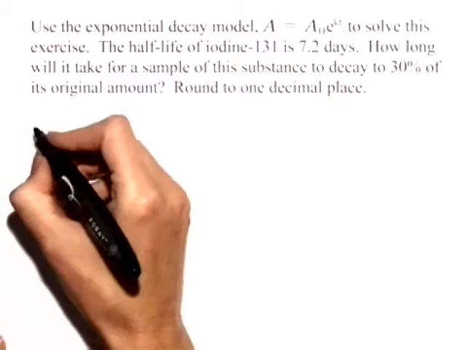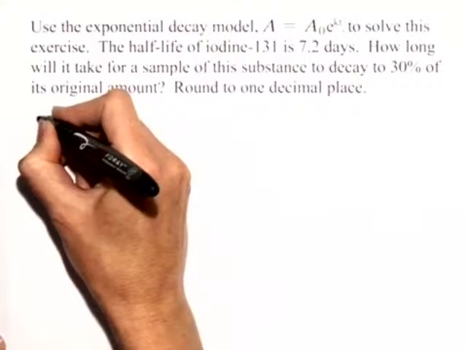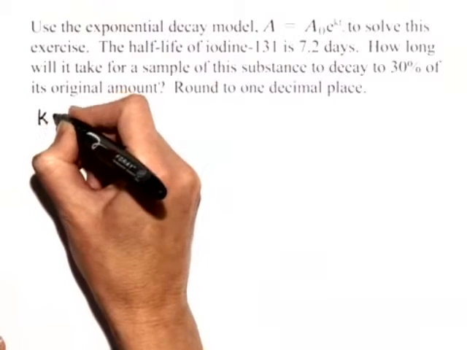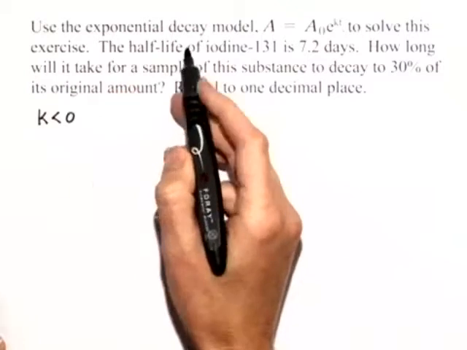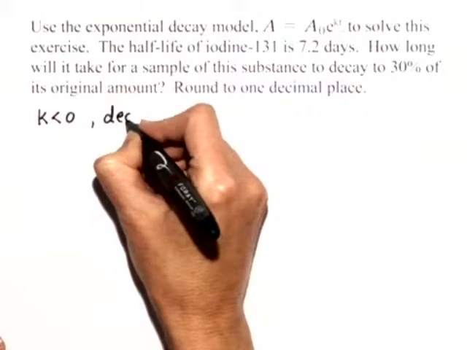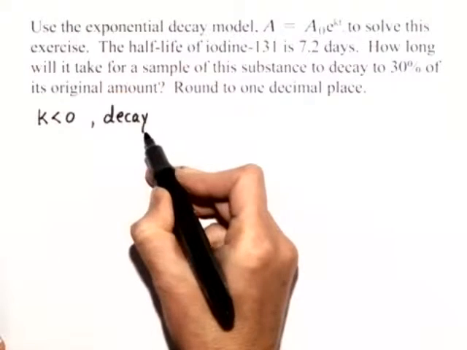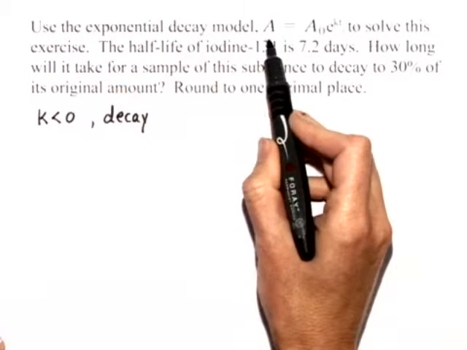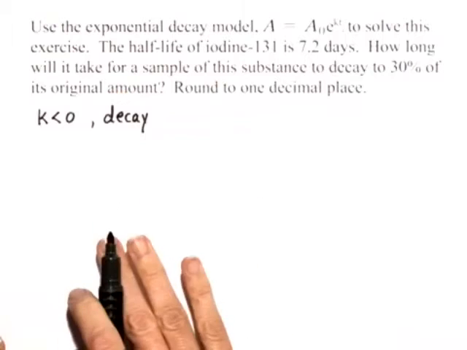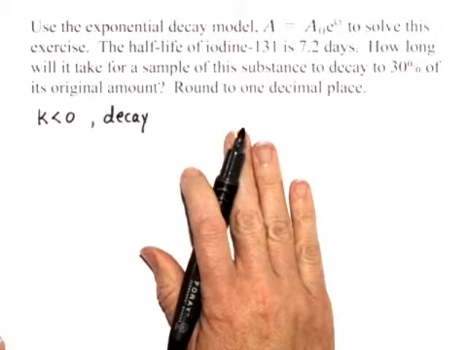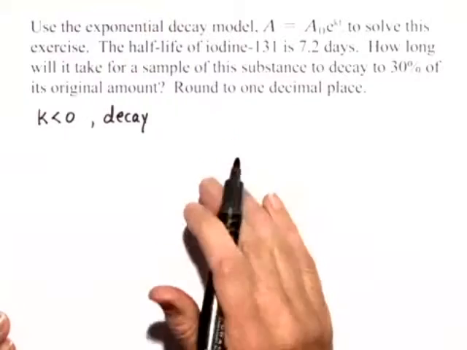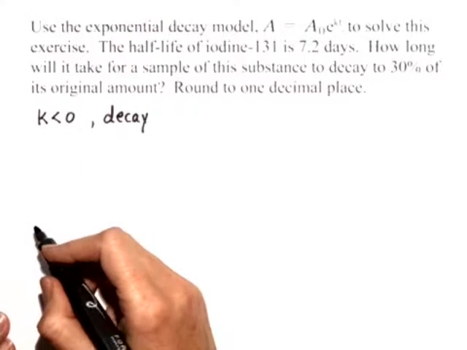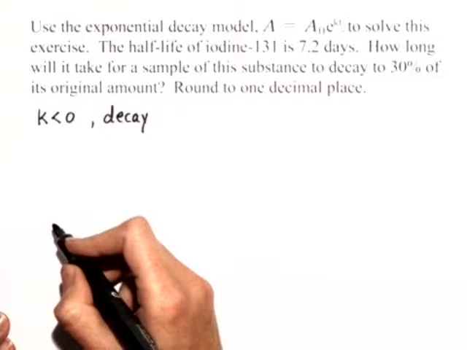So let's start off, first of all, by noticing that k is going to be less than 0. The reason that we know k will be less than 0 is because we're told it's a decay model. So the first thing that we need to do is look at our original equation right here, A equals A sub 0 e to the kt, and use the information we have so that we can find out exactly what k is. All we know is that it'll be a negative number, but we need to know exactly what it is. So we'll use the half-life of iodine 131. We know the half-life is 7.2 days.